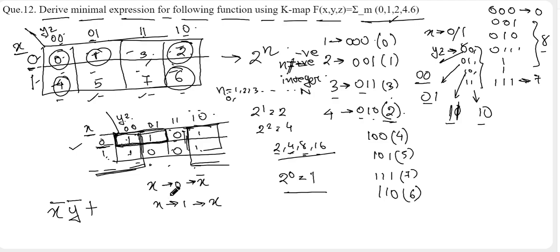As I have said earlier, if the value is 0, we will write it as a complement. So here the value of z is 0, and the rest of the variables are changing. For x it is changing from 0 to 1, and for y it is also changing from 0 to 1. So we will write the value of z, which is fixed at 0, as z bar. So this will be our required answer, and this is the minimal expression for the function using K-map, which has minterms 0, 1, 2, 4, 6.